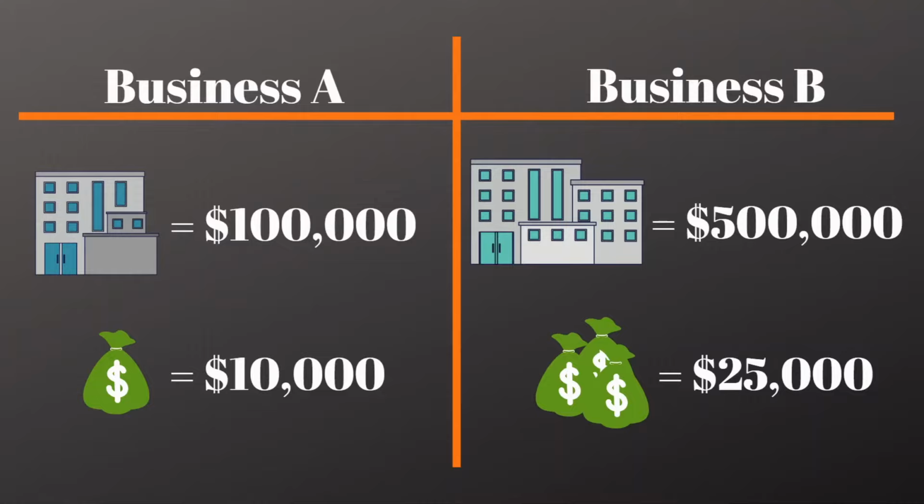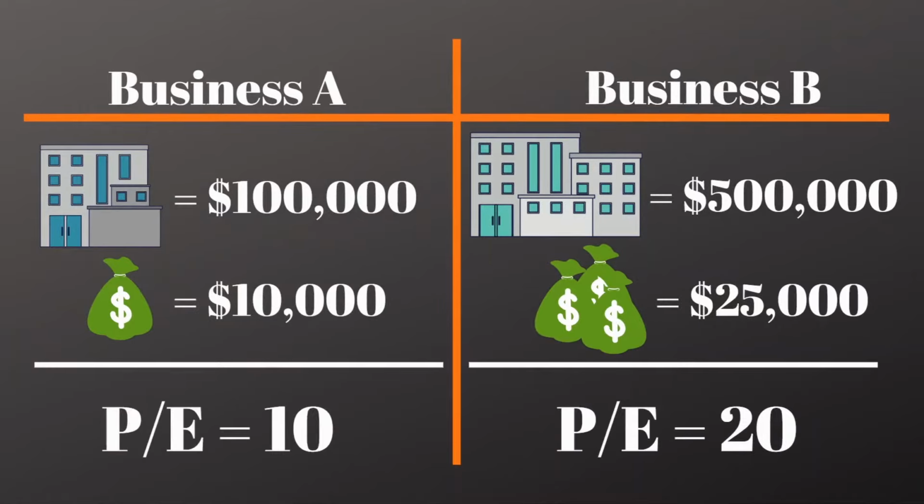So just by looking at this, you might think business B is the better option because it's 5 times the size and it's making 2.5 times the amount as business A. But when you look at the PE ratio, business A has a lower PE ratio than business B. People like to look for lower PE ratios because that's a better bang for your buck. That means this business is making more money per dollar that it's worth as opposed to business B. So business B compared to business A might be a little overvalued.